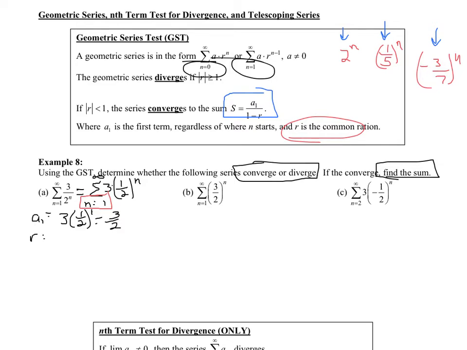And r, as we saw when we rewrote the problem, is 1/2. So since r is 1/2 and that happens to be less than 1, that's our test. That's our geometric series test. What is r, and is it greater than or equal to, or less than 1? Because this is less than 1, then we know that the series converges.